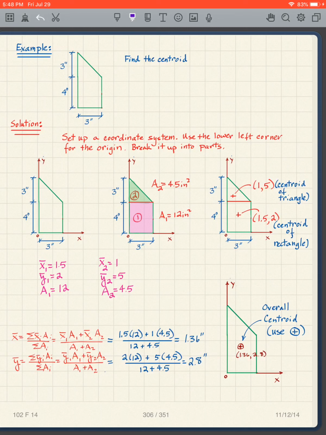That means that here's my area, and I find the overall centroid, the balance point. I find it located right there at 1.36, 2.8. And I found the centroid.